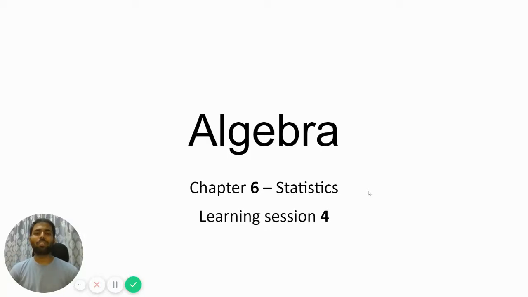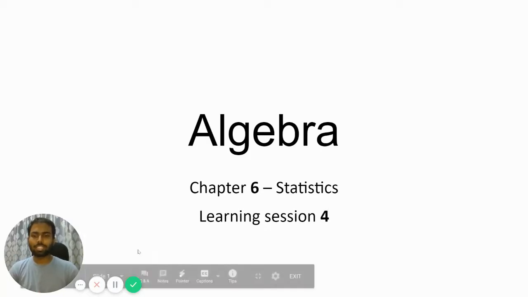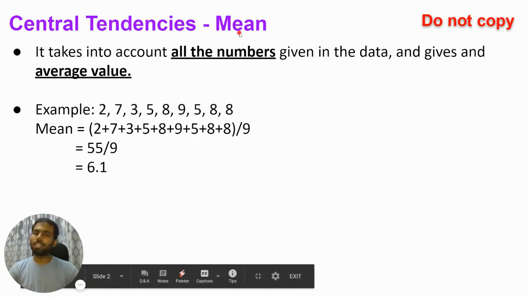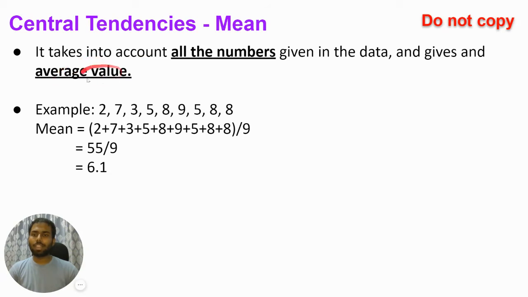And welcome to learning session number 4 of chapter number 6 of Algebra, which is statistics. Till now, what all have we seen? We had seen mean. What is mean? It is the average value of the data which is given, and it takes into account all the numbers. And we had seen how to find the mean if this is the type of data that is given.